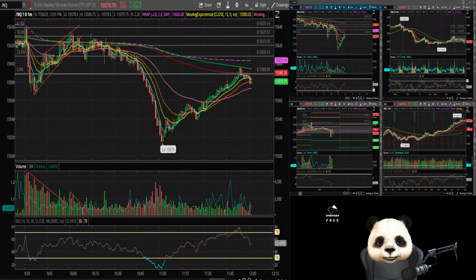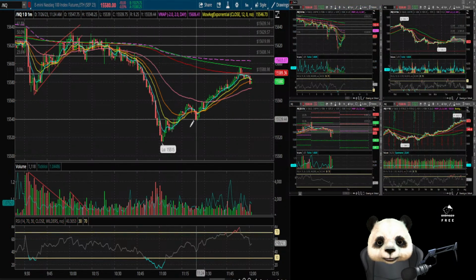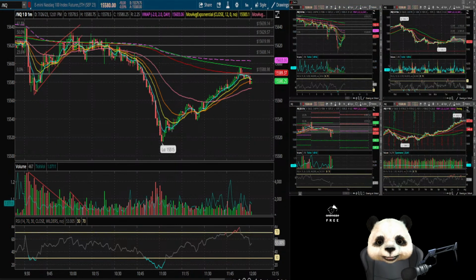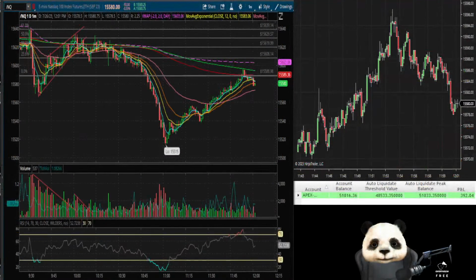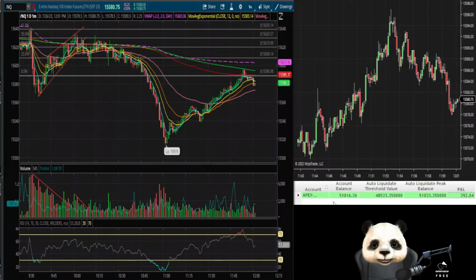But yeah, we're sitting on this 392 profit today. Rode this back up on Nasdaq. Kind of just waiting out for another trade here. Show the profit again for everyone. 51,000 just over, 392 profit. We had 625 yesterday.